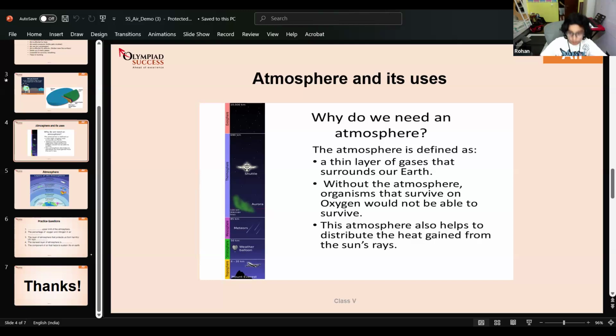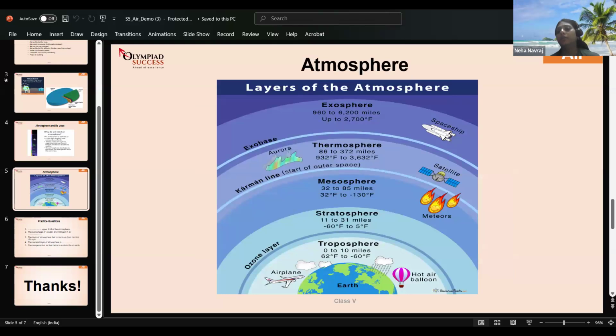Okay, coming to the next, there are different layers of the atmosphere. At the bottom, you have the earth. The first layer is your troposphere. You need to remember this in sequence. You cannot just mismatch it anyhow. So the first layer that comes after the earth's surface is your troposphere. And the temperature is between 62 degree Fahrenheit to minus 60 degree Fahrenheit.